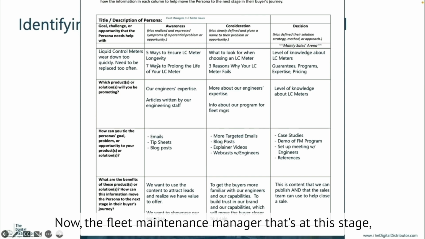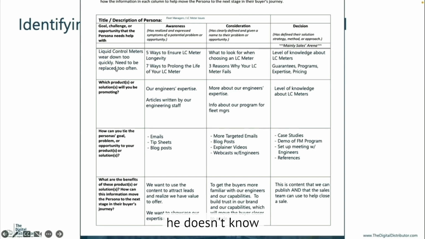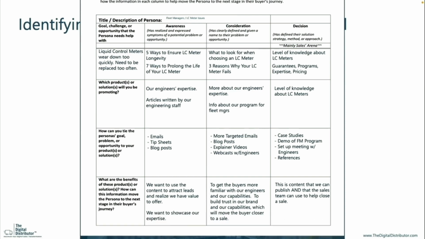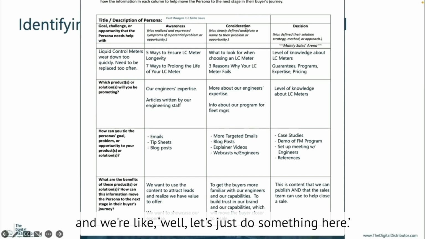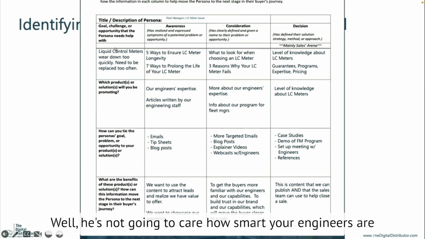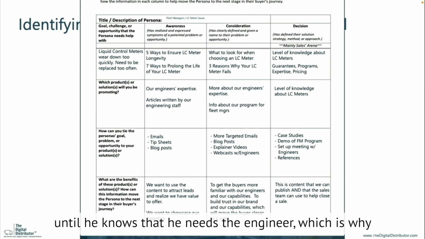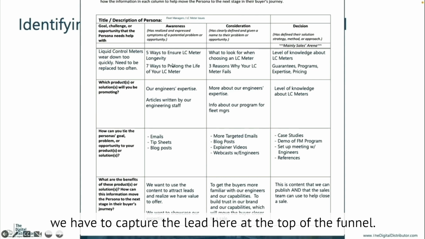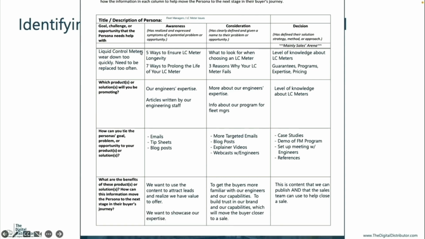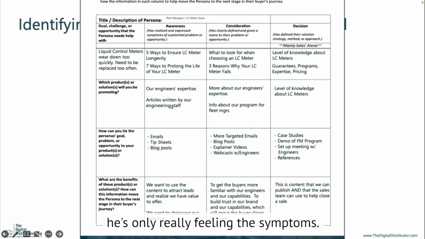Now, the fleet maintenance manager that's at this stage, he doesn't know what's wrong with the liquid control meters. Maybe he thinks it's just faulty equipment. If he comes through and we're like, well, let's just do something here, we'll write an article about how smart our engineers are. Well, he's not going to care how smart your engineers are until he knows that he needs the engineer, which is why we have to capture the lead here at the top of the funnel. Because until he knows what his problem is, he's only really feeling the symptoms.